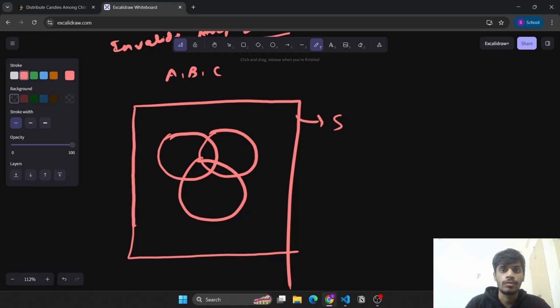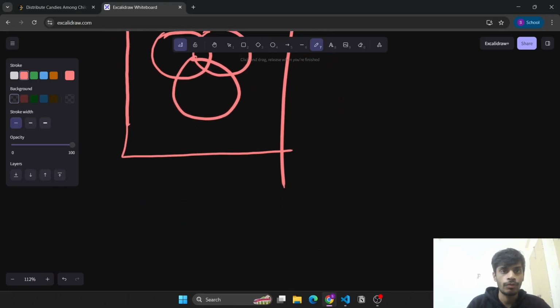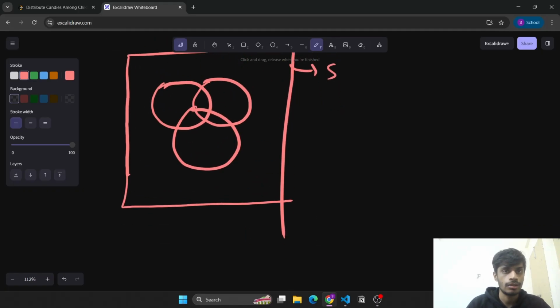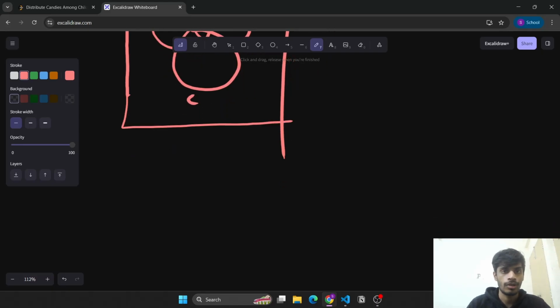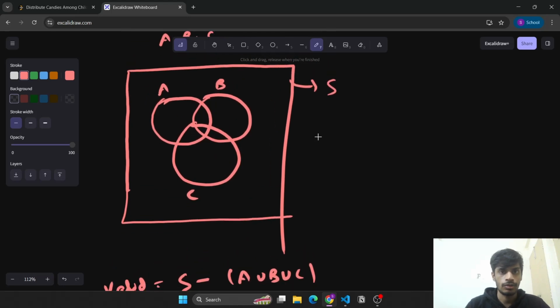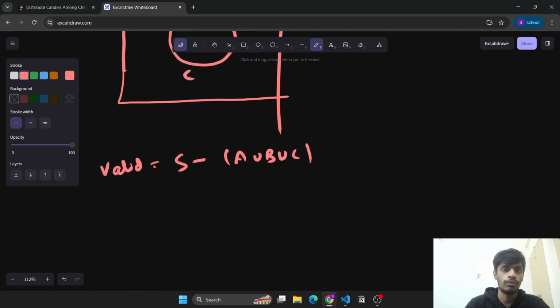Now what would be the union of A, B and C? Here these are A, B and C, which represent invalid cases. So total valid cases would be S minus A union B union C, right? Because this represents the overall set without any constraints, and this represents the invalid cases. Now we need to find this A union B union C.